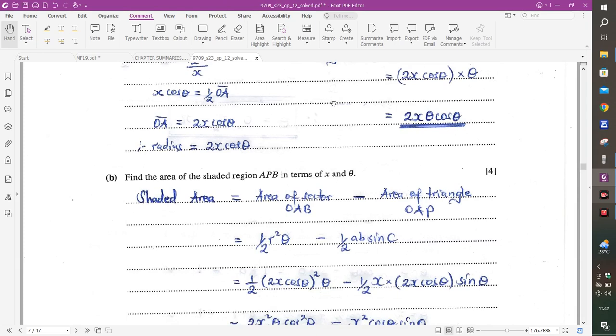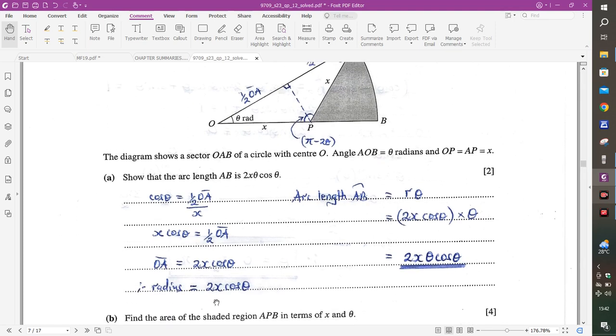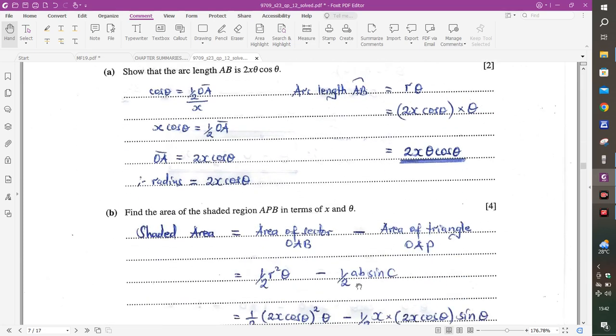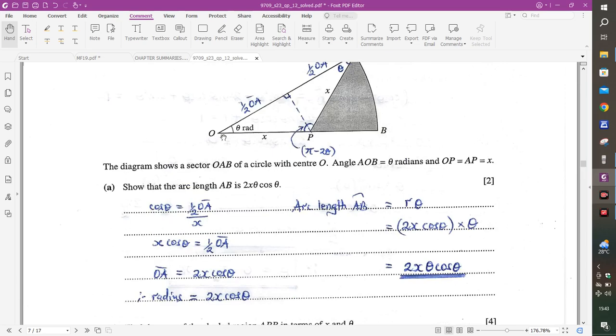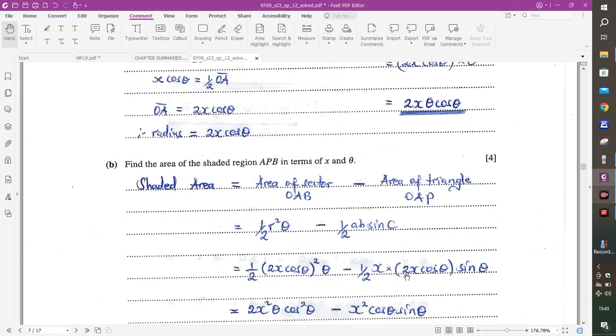And then the triangle, remember, we know this part OA, this radius here OA. So that OA is 2x cos theta. So we shall have a half times that 2x cos theta, then times this other side here, x, then sine of the angle in between. So we shall have a half x, then times 2x cos theta, then sine theta.